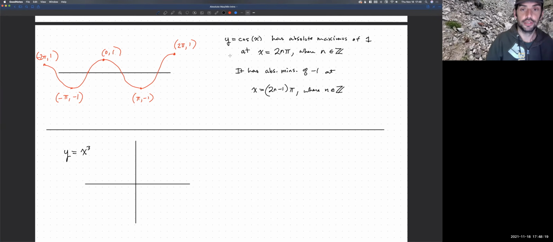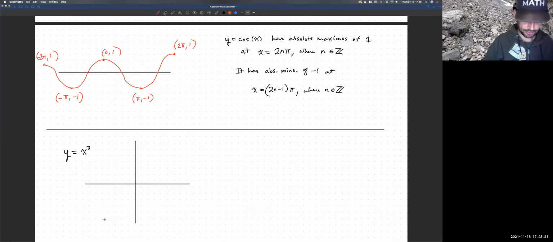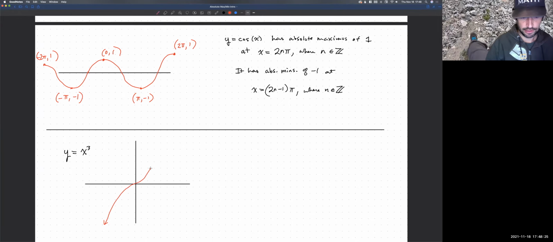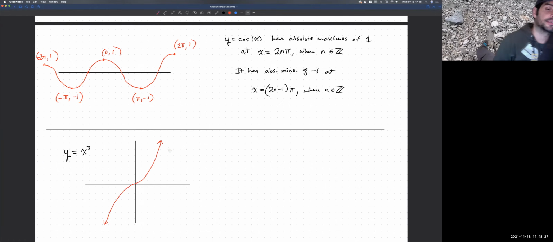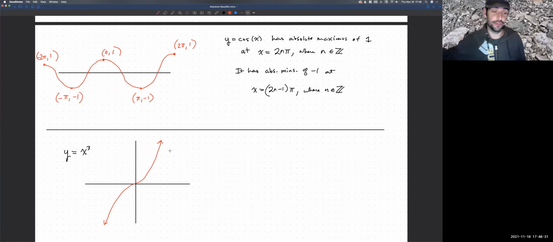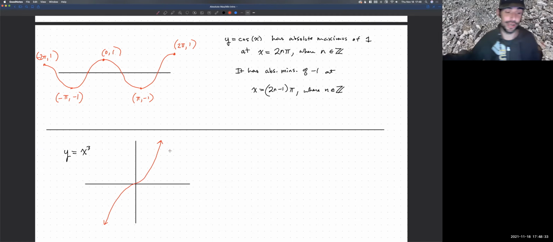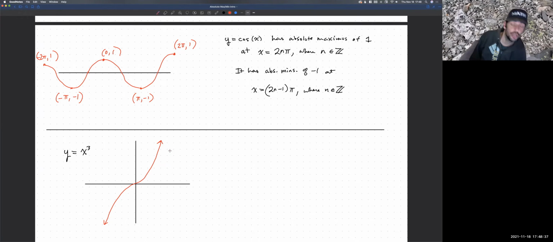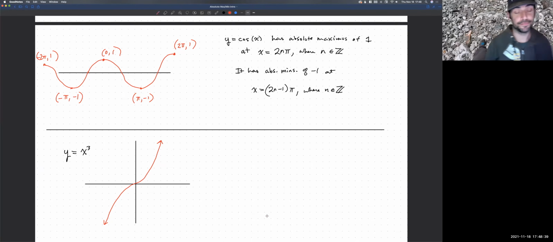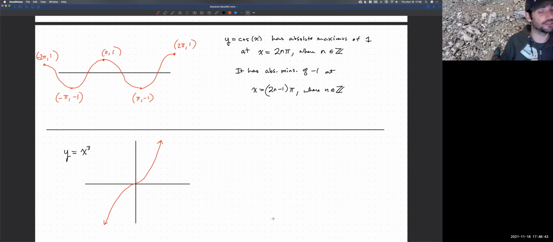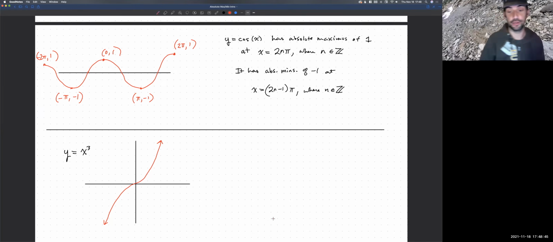Here's my axes. We know that this looks like something like this, right? And so it keeps going up into the positive numbers as high as we want on the right. It's down into the negative numbers as low as we want on the left. And there's no limit to that. There's no end to how high and low they go. So there's no maximum or minimum, right?